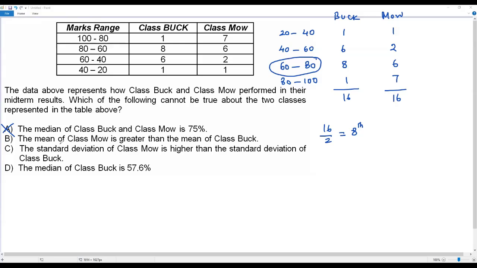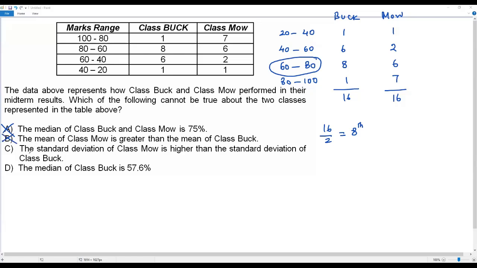Anyway, we can verify the remaining two options, B and C, as well. Answer choice B says the mean of class Mow is greater than the mean of class Buck. Probably the mean of class Mow is greater. How can I be so certain? Because when I consider the frequencies of class Mow, we have more frequencies in the higher marks range, 80 to 100. So since we have more frequencies in the higher marks range, the mean of class Mow is probably greater than the mean of class Buck. So it can also be true, and we can reject this one because we have to find the one which cannot be true.